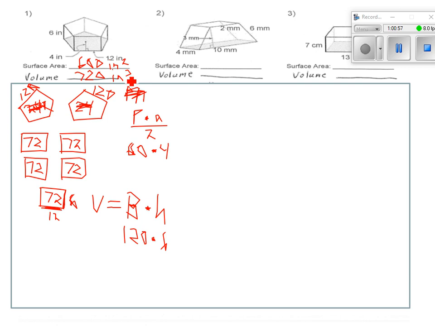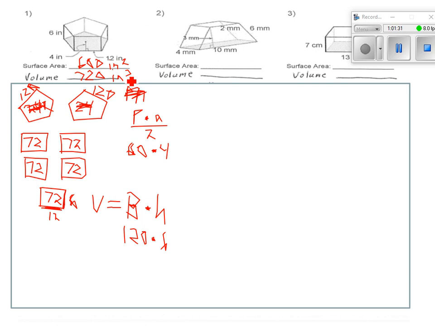Volume. How are we going to find the volume? 18 times. Remember, we take the area of one of the bases of the actual prism. Which face was the base? The trapezoid. So we take the area of it times the height, which is the distance from one trapezoid to the other. 4. So 18 times 4, what's that? 72. Hold on now. 72 what? Millimeters cubed.